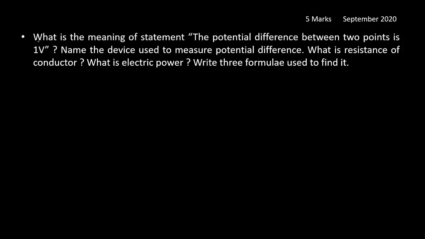Next question is, what is the meaning of statement, the potential difference between 2 points is 1 volt? Name the device used to measure potential difference. What is resistance of conductor? What is electric power? Write 3 formulae used to find it. This is the 5 marks question. In this, 5 questions are there.